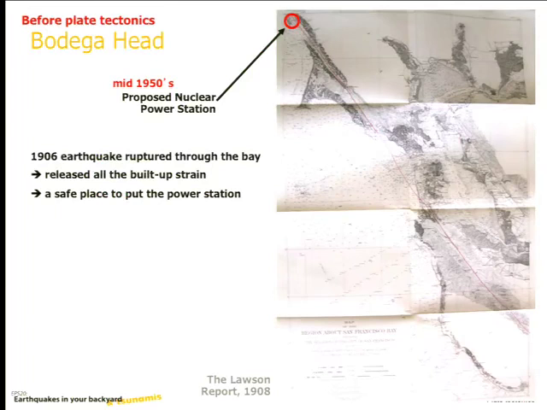This is Bodega Head. So this is the 1906 map of the San Andreas Fault. The red line on this map is the San Andreas Fault. So this is San Francisco. We're over here in Berkeley. This is Point Reyes. And then Bodega Head is another spit of land that sticks out into the ocean just north of Point Reyes. Okay?